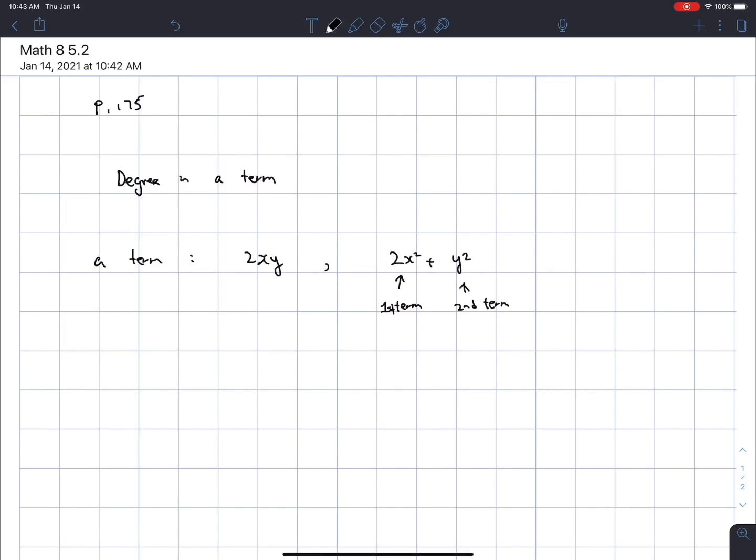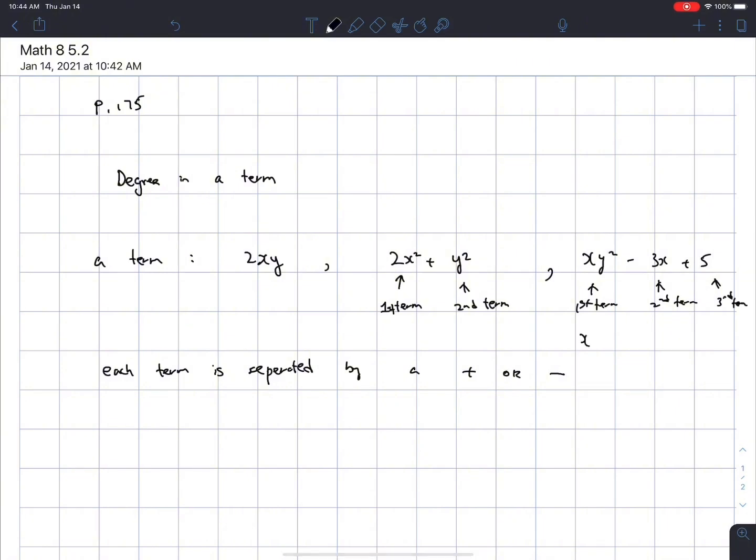Each term is separated by a plus or minus. For example, I can also have xy squared minus 3x plus 5. So there are three terms here. That's the first term, second term, and the third term.